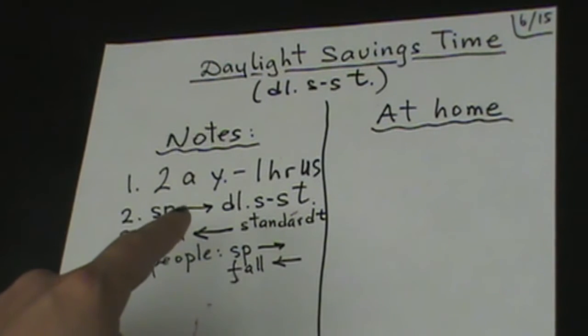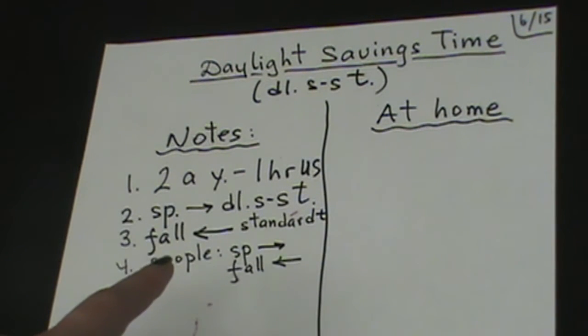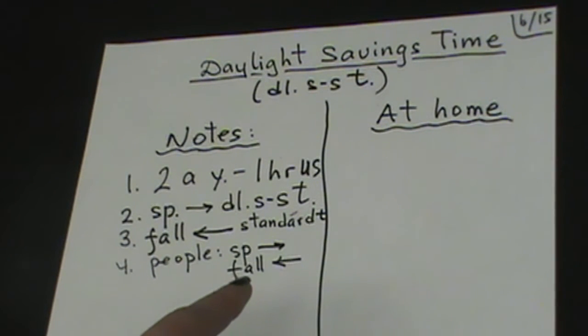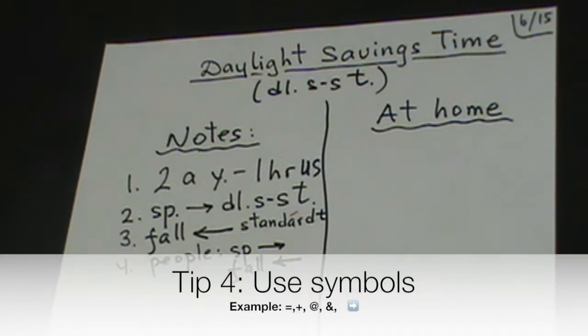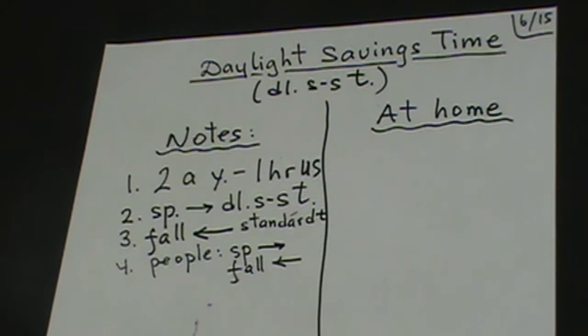Ready? Let's look into our notes again. As you can see, I used some abbreviations here. I also used arrows for forward and back. And I used some complete words such as standard and people that are absolutely necessary for me to be able to understand my notes at home.